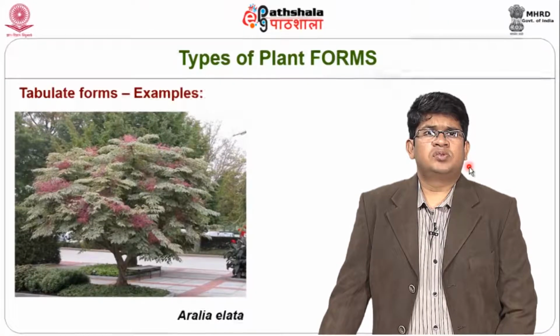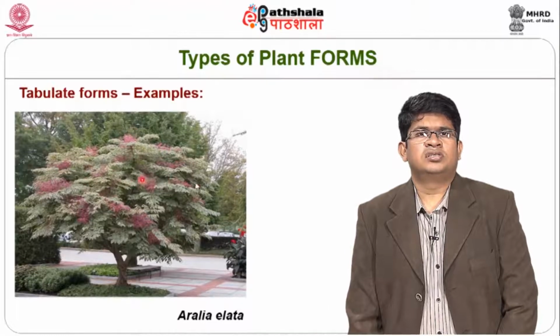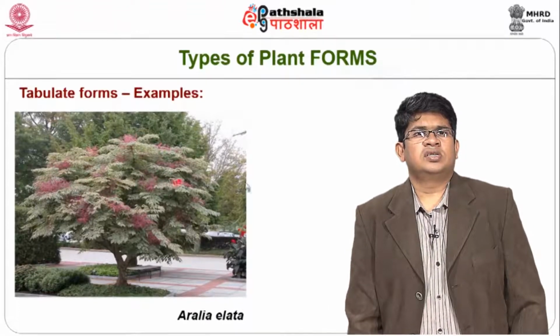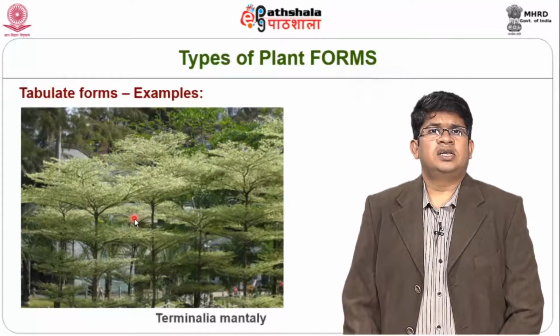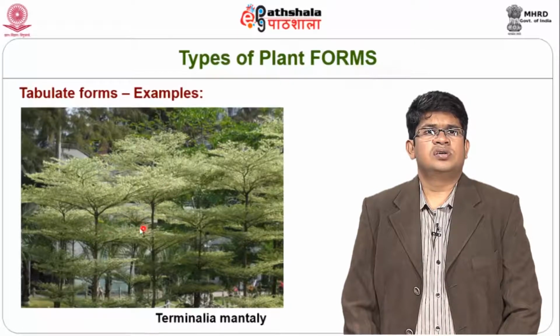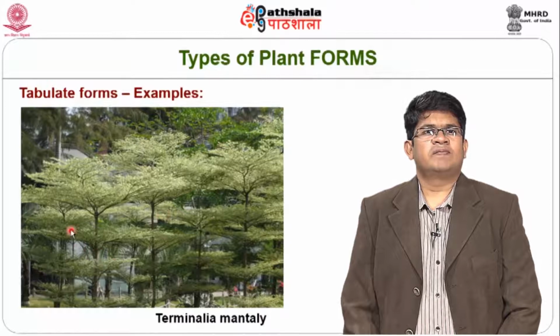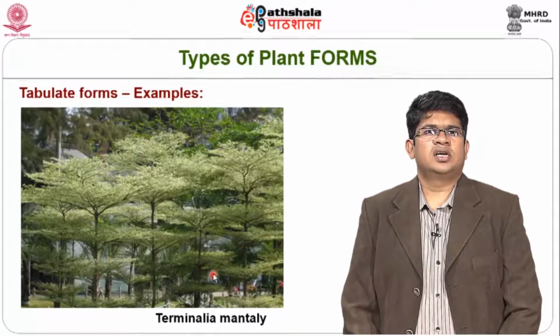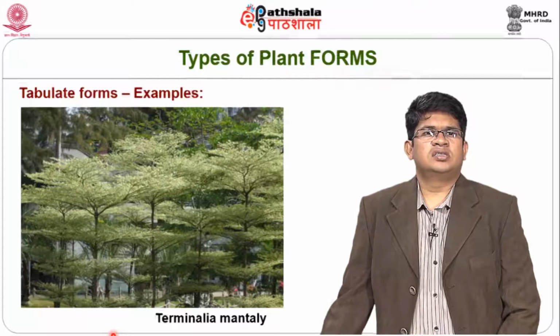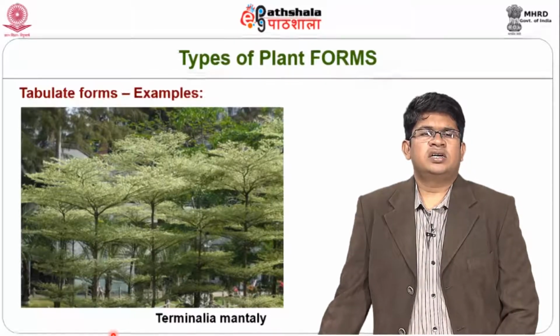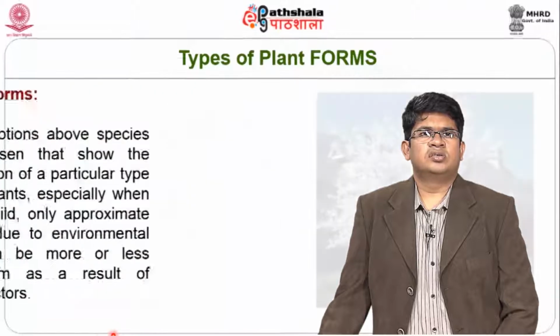So you can see some examples of tabulate forms here, like the Aralia. You can see how the foliage is very interesting, and you could see the tiers as such. Another interesting one is the Terminalia mantaly, which is there. So you could see the horizontal. There's a sense of airiness, and there are a lot of gaps being created, and thereby it becomes very interesting as to how we are grouping these kinds of plants, and what gaps are being created in the middle. So this comes under the tabulate form, and it's very striking, and it can be used as good edging plants.